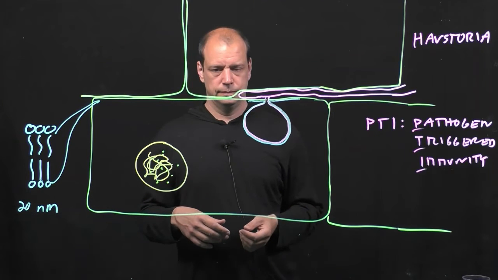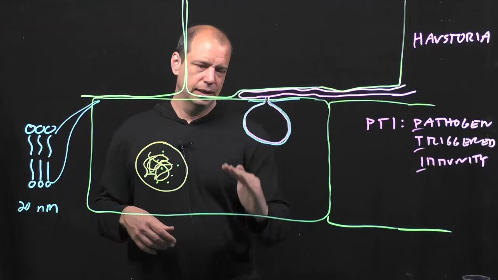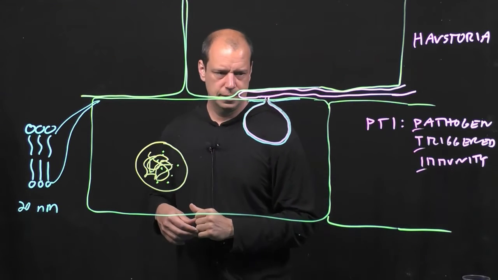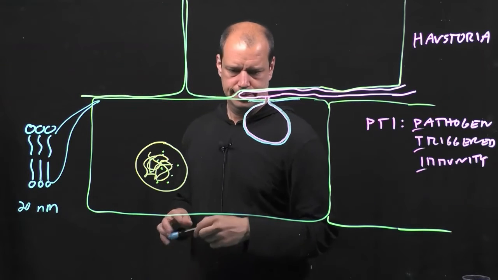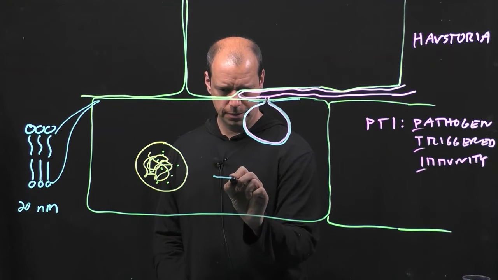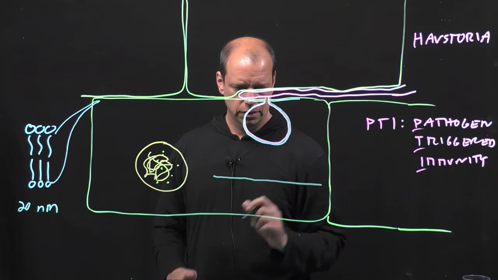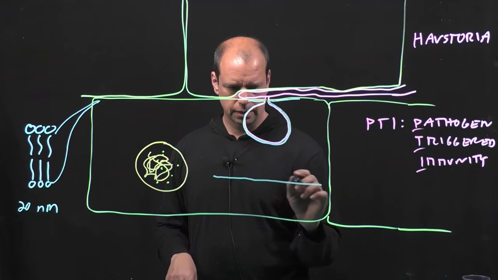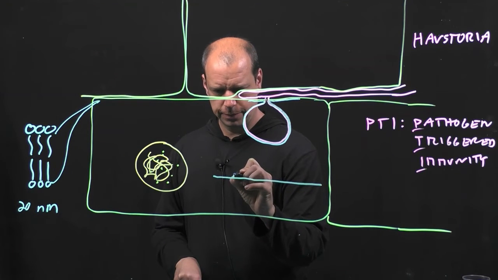So this first layer of defense typically takes place at the cell membrane. And I may be able to illustrate it thusly. So at the membrane, the plant has these receptors.